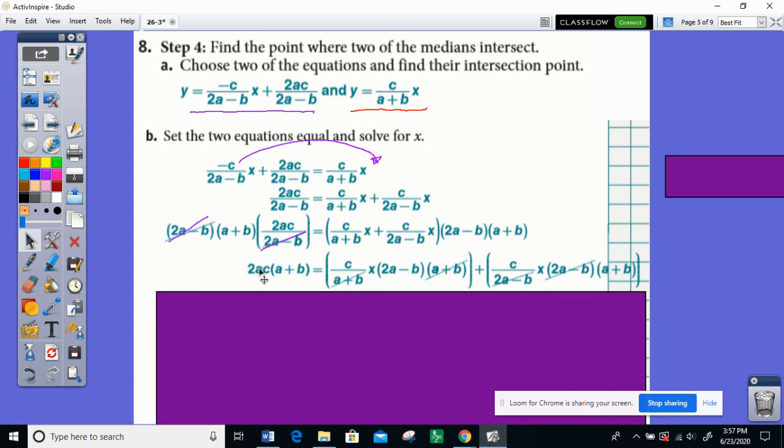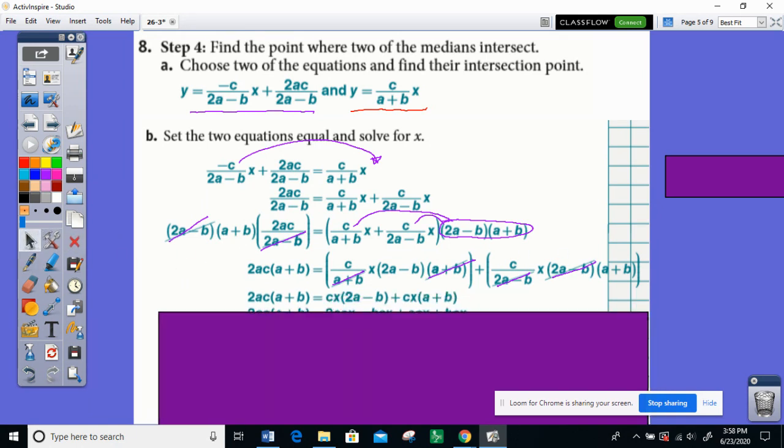On the left-hand side of the equation, that gives us 2ac times a plus b. What we did now is the distributive property. We took this whole expression and distributed it to the c over a plus b times x, and we also distributed it to the c over 2a minus b times x. Since we had an a plus b in the bottom and we multiplied by a plus b, those canceled. The same thing happened with the 2a minus b in the second term and the 2a minus b that we multiplied by.